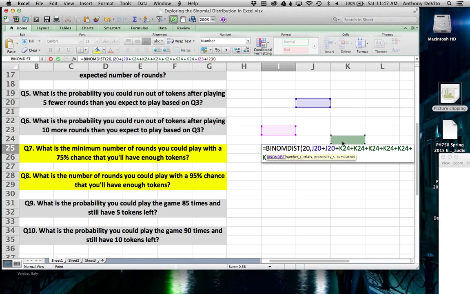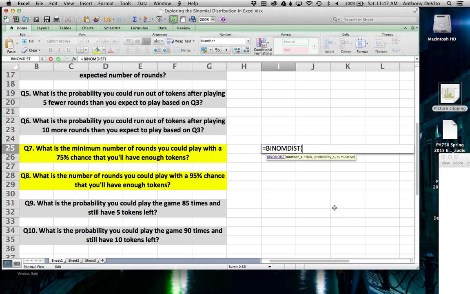Oh, you know what? I know what it is. My tablet is leaning against something, and it thinks I'm pressing buttons. Sorry about that. Binomial dist. I'm going to hit escape and click in here and hover in here again.